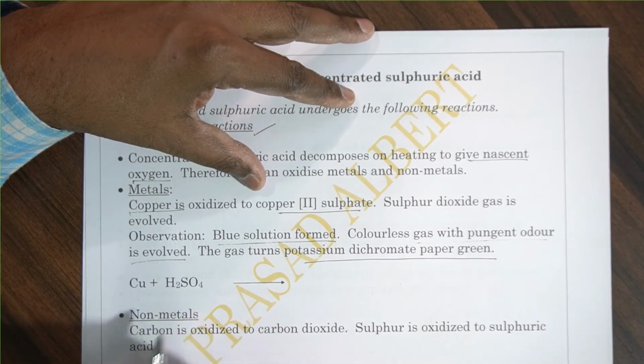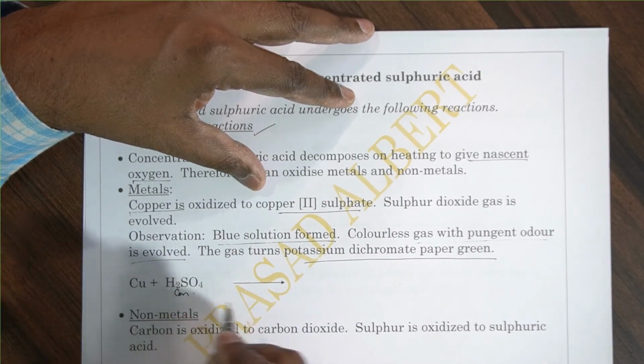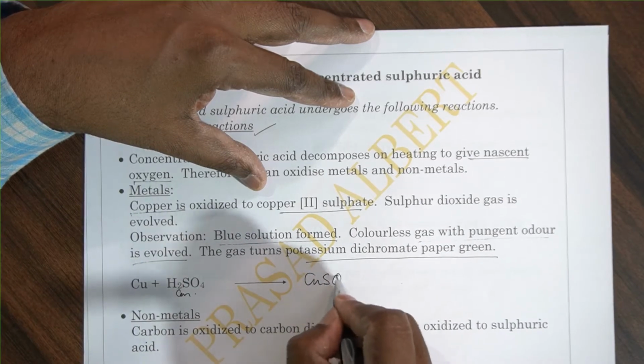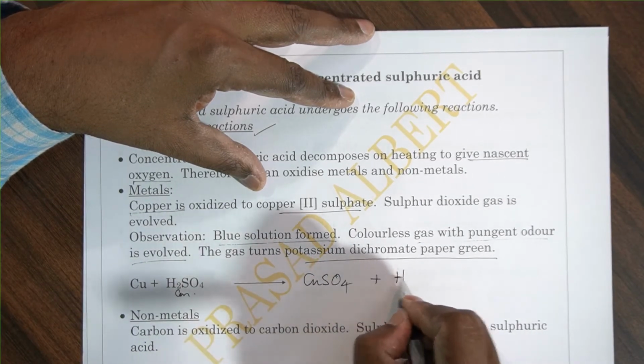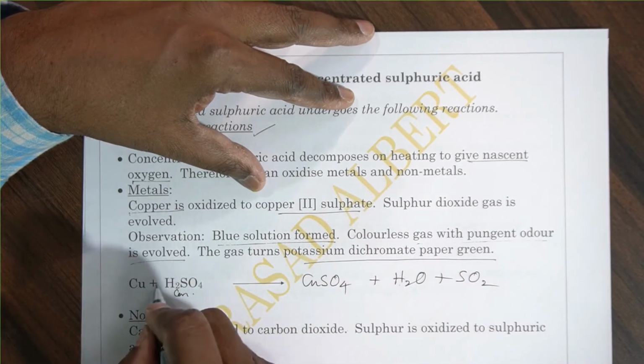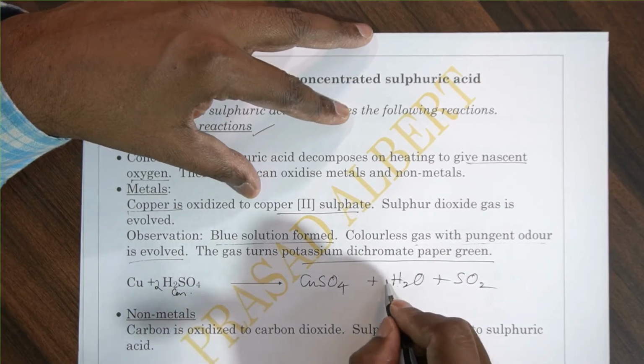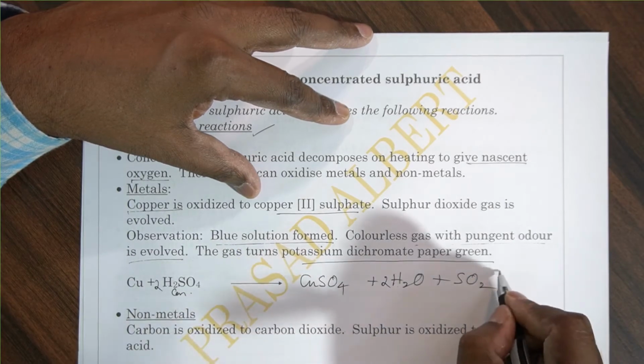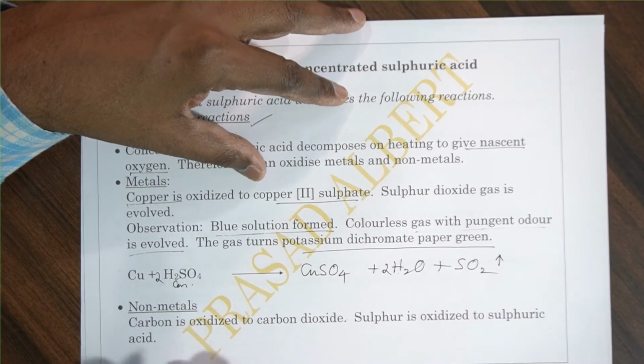Copper, Cu, plus H2SO4, which is concentrated here, will give you CuSO4, copper 2 sulfate, and water and sulfur dioxide. So how do you balance it? 2H2SO4, 2H2O, sulfur dioxide. That's it. So it is balanced, right?